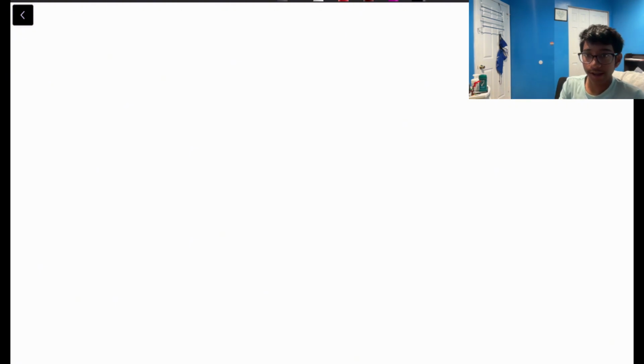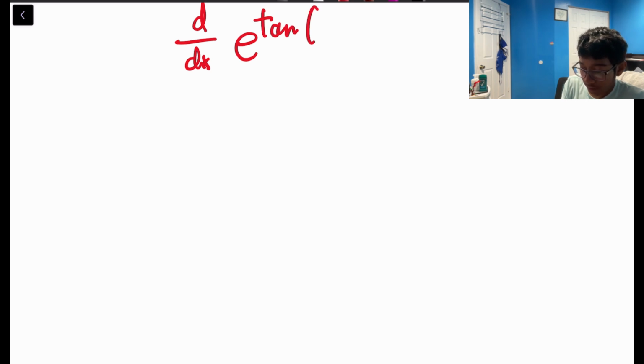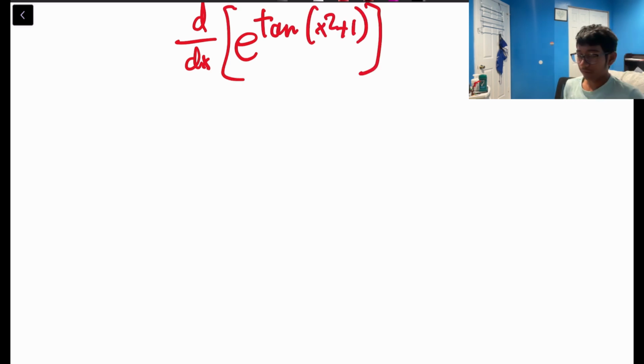Let's move on to this hard example of taking the derivative of e to the power of tangent of x squared plus 1. If you're a person inexperienced with the chain rule, you would not even know how to approach this problem whatsoever. And to be fair, if I didn't know, I wouldn't even know how to approach it either. But good thing we have the chain rule to solve all our problems.